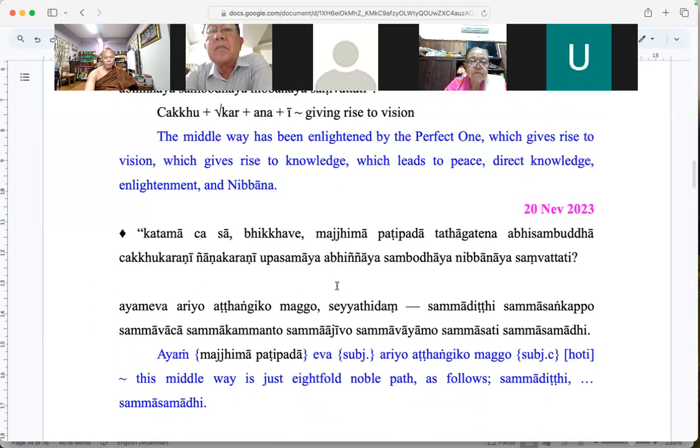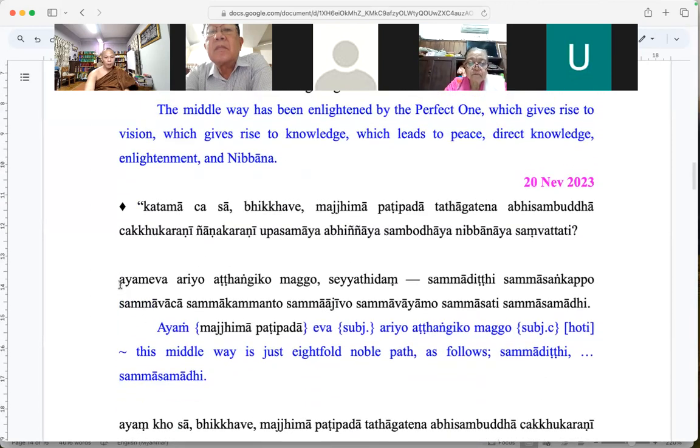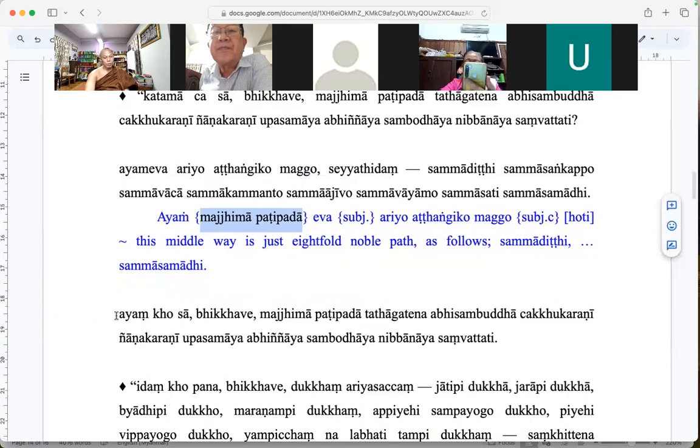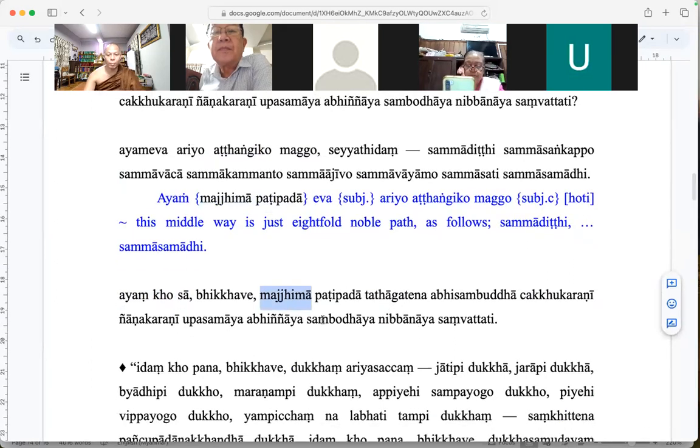In the previous line, you see, and in this line, ayaṃ ariyo aṭṭhaṅgiko maggo. Ayaṃ, as I already explained, refers to the majjhimā paṭipadā. Now, in the next line, ayaṃ also: ayaṃ sā majjhimā paṭipadā. Ayaṃ is the subject, and sā majjhimā paṭipadā is the subject complement.